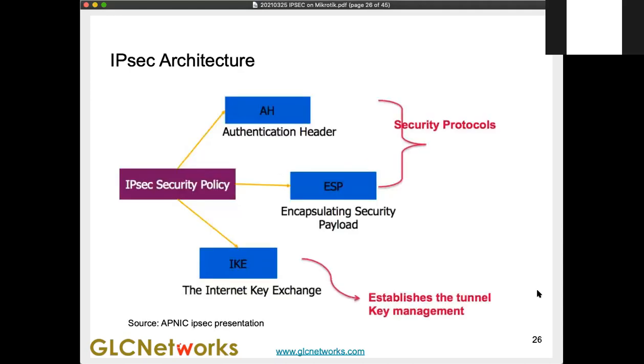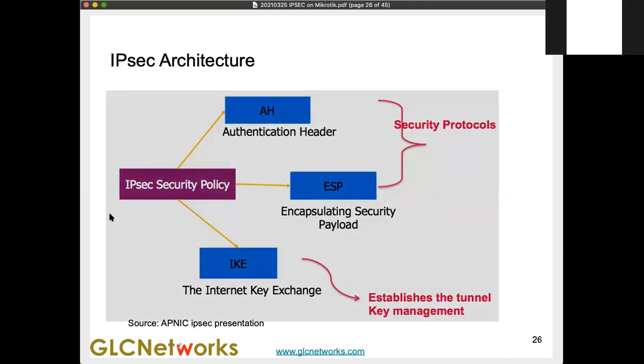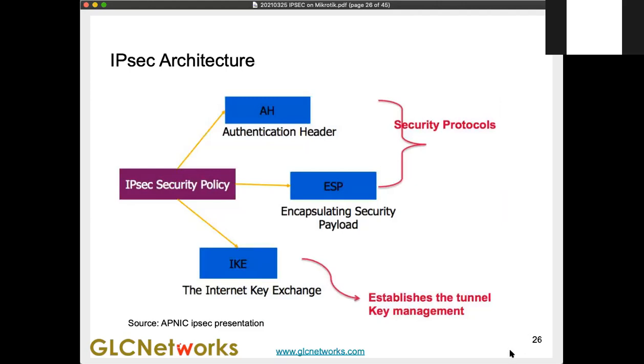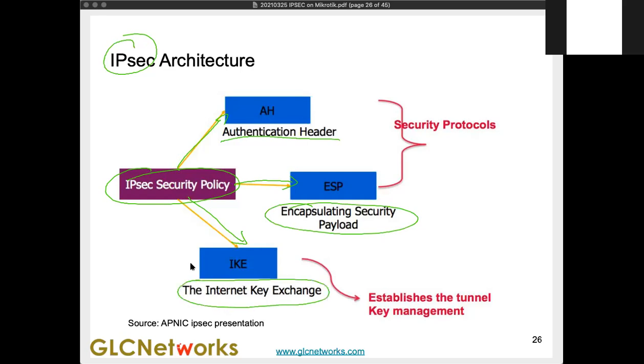The architecture. We have a security policy here, or IPsec policy in MikroTik terms. Then we can use either the authentication header, ESP, or IKE. So it's up to us. We can choose the implementation of IPsec. You can use just the authentication header only, or ESP, or IKE.